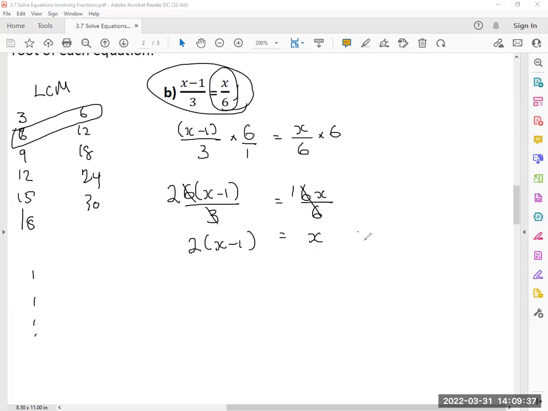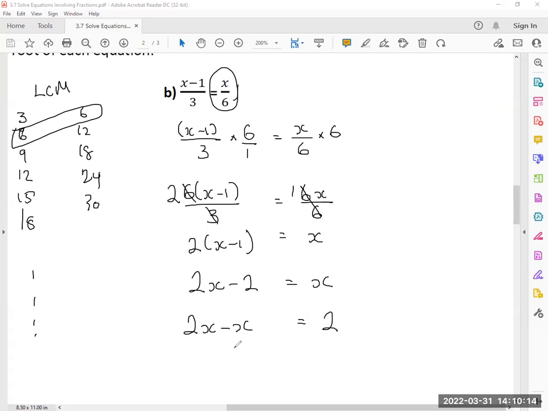And this portion should look familiar from yesterday's homework, assuming you've done it. Right? What do you do when you have a bracket? You could, yeah, let's do distributive property. 2x minus 2 equals x. I'm going to bring this x to one side because I want all the x's together. I'm going to add 2 to get rid of this negative 2. So the final answer becomes 2x minus x equals a positive 2.